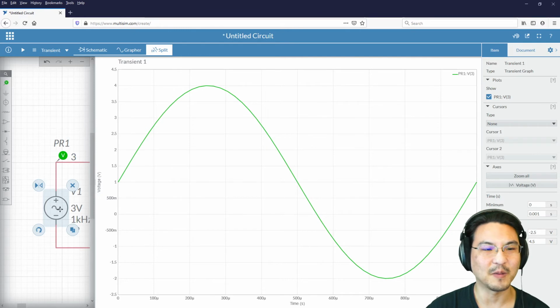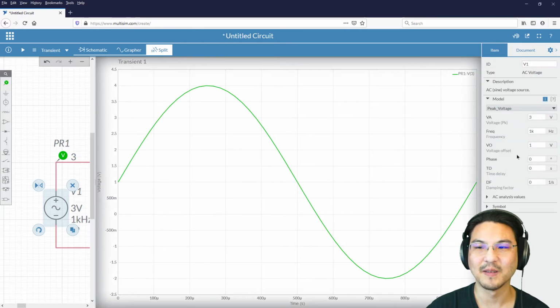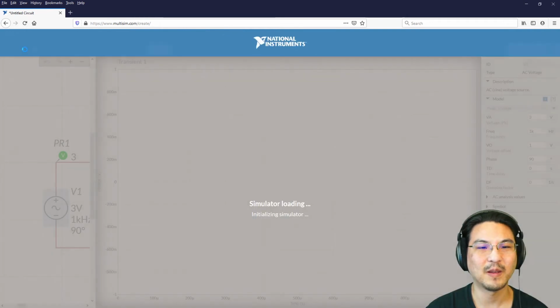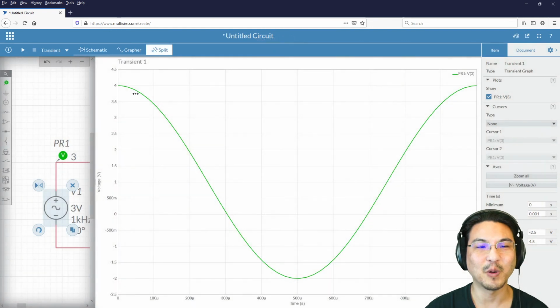And then let's go back here. There's also the phase. So right now, if you look at it, that's a sine wave. If I do a phase of 90 degrees, see what happens? It's going to shift the time. Let me just run it. See, so now what was a sine wave is now a cosine.